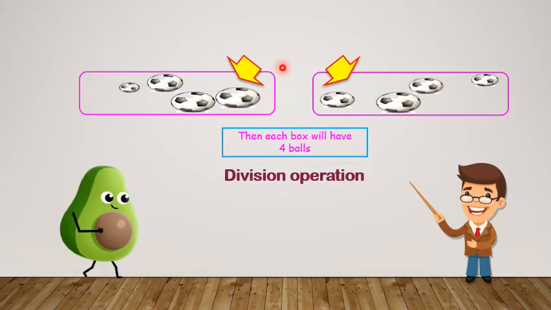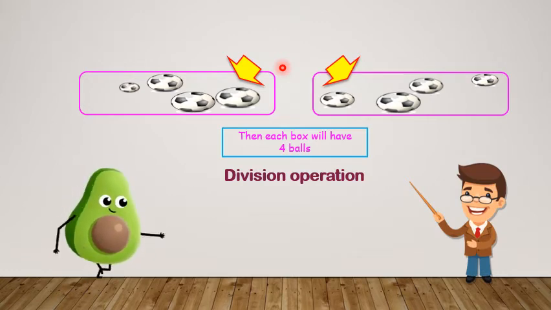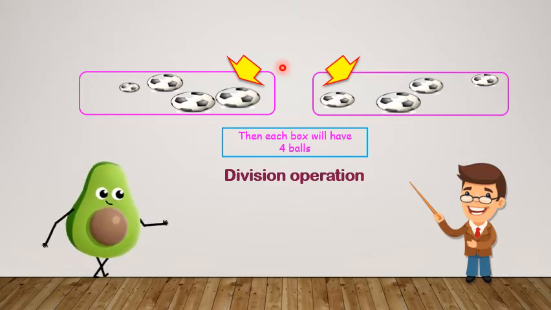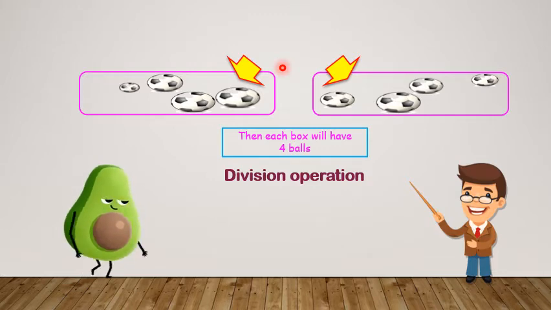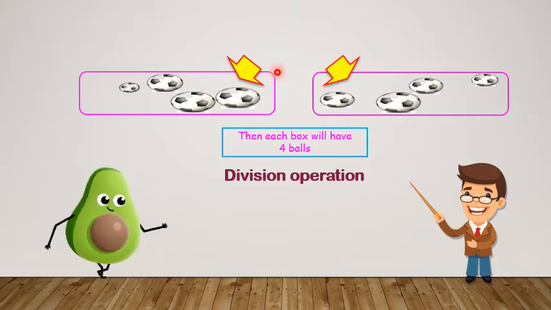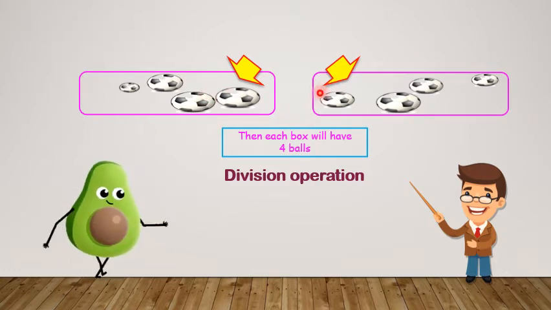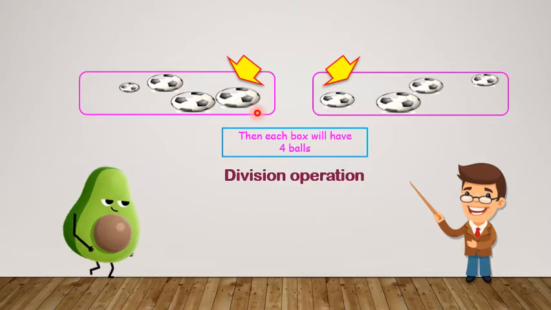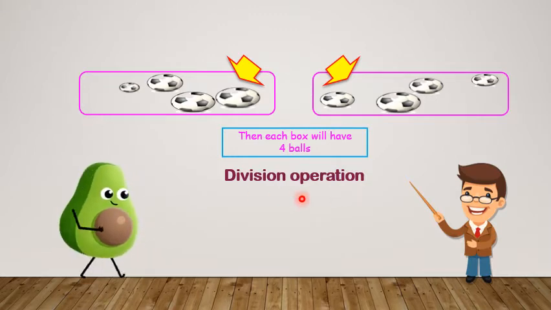Again, this is the division operation. When I distribute 8 among 2, this is called a division. I distribute them equally, so I have the same amount in the 2 boxes. So this is called the division operation.